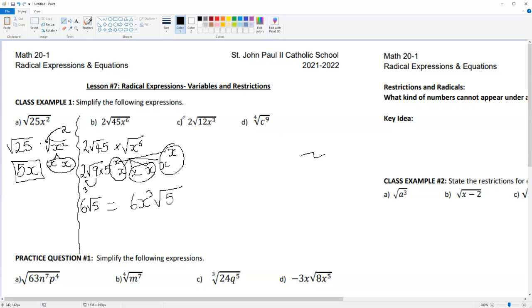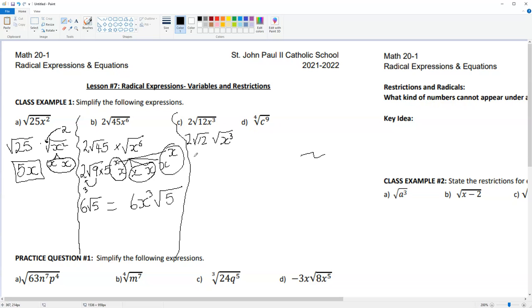Okay, let's look at this next one here. I'm just going to create a little division. Okay, so let's rewrite this. We're going to rewrite it as 2 root 12 root x cubed. Okay, so I know that 2 root 12, if I look at root 12, 12 is 4 times 3.